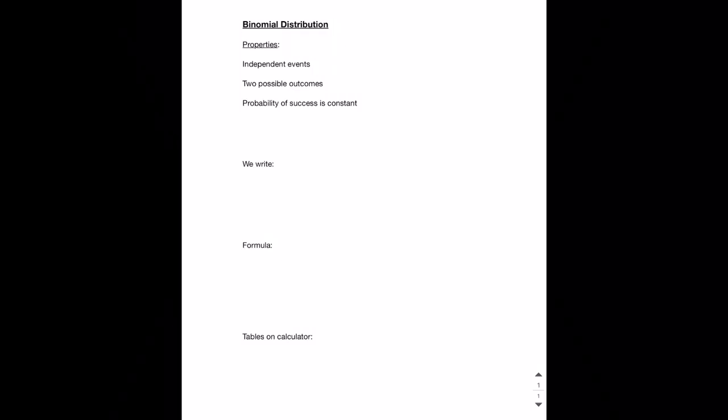Just going to do a bit about the binomial distribution. There should have been a link just above for you to read through just to see where it comes from. This is linked from your GCSE probability work, tree diagrams and things like that.